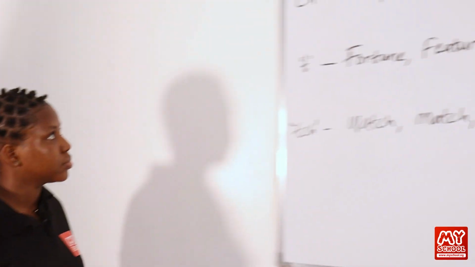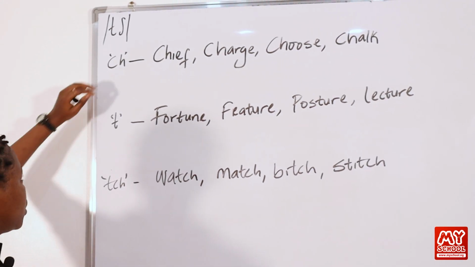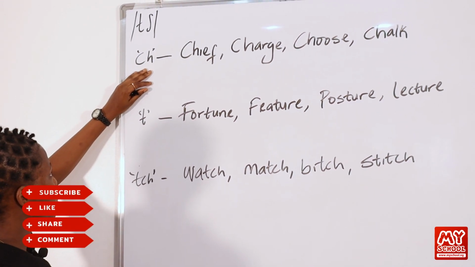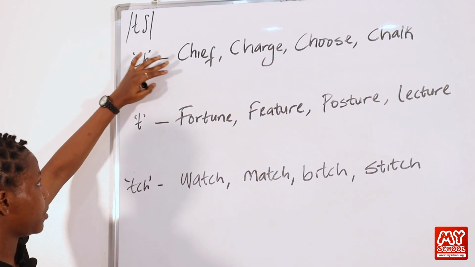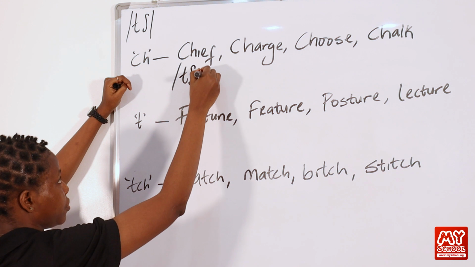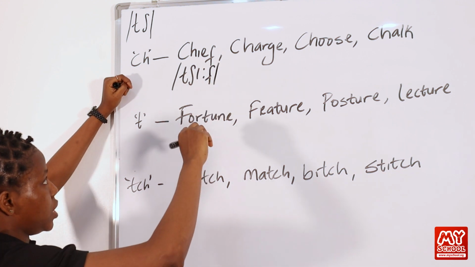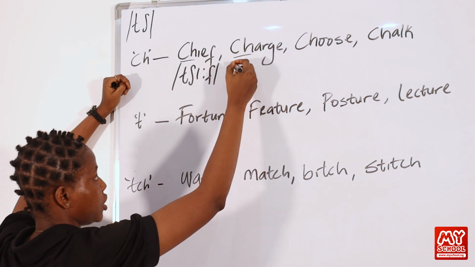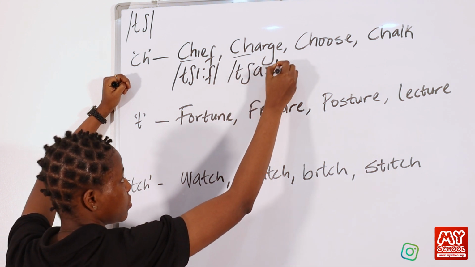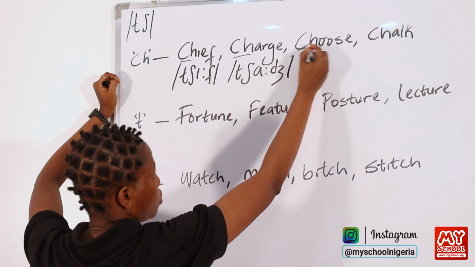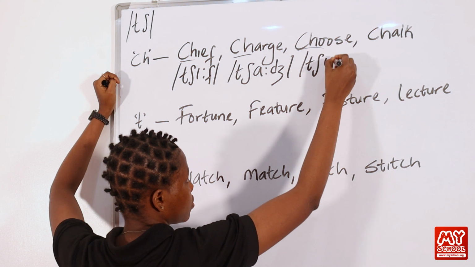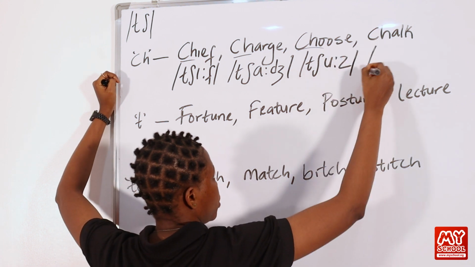Let's head to the board. Okay, so the first one we'll be considering is ch, and ch can be articulated as ch, and we can find that in the word chief, chief. And the next is charge, and the word shoes, and the word chalk.